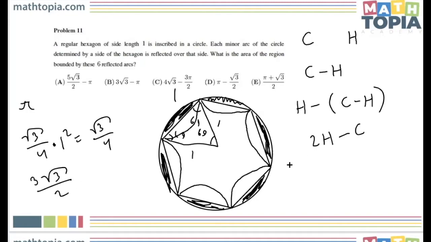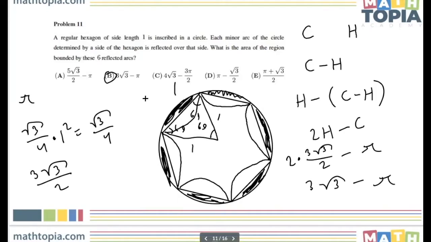And then 2 times 3 root 3 over 2 minus pi gives us a total of 3 root 3 minus pi as our final answer. And sure enough, that is marked as B on the answers. So that's our answer.